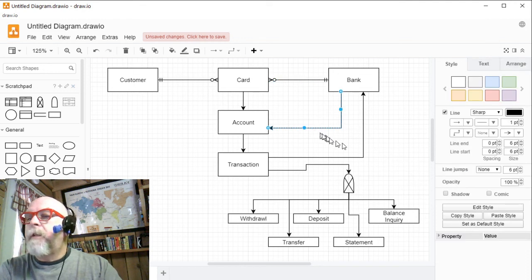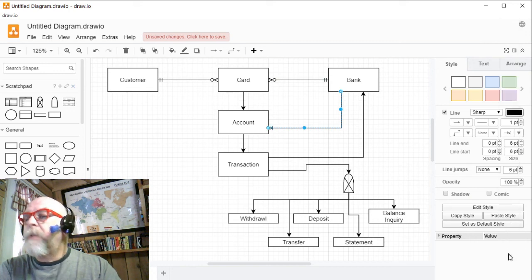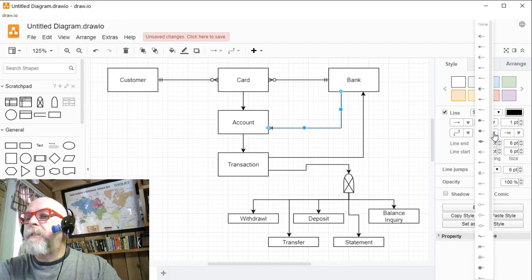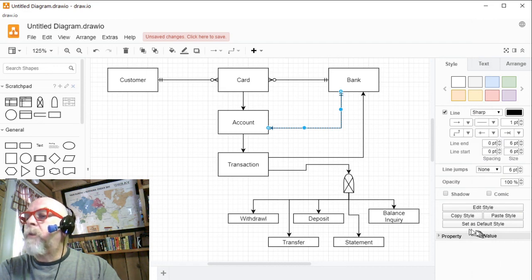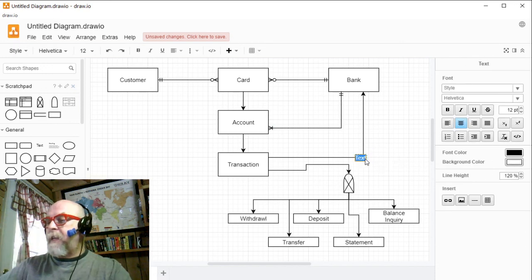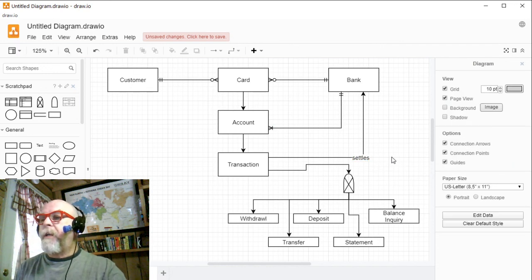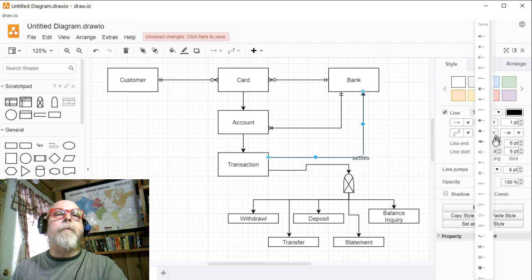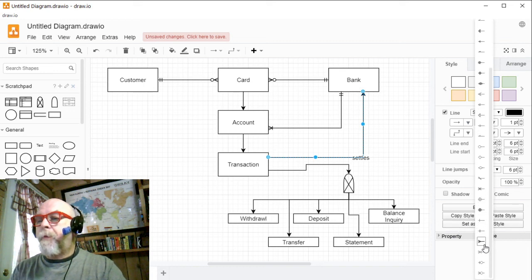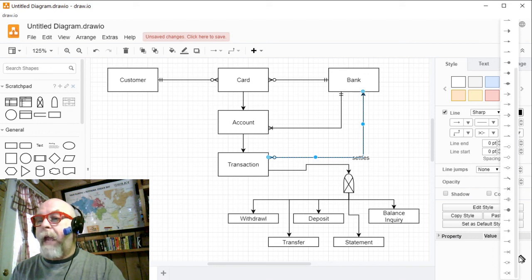An account. A bank has one or more accounts, because a bank can't exist without an account. So I'm going to say one or more, and then I'm going to say an account belongs to one and only one bank. A bank settles. And you could put the text of the relationship on the relationship here in Draw.io by clicking on the relationship and typing in a word. So a bank settles 0 or more transactions, but a transaction is settled by one and only one bank.